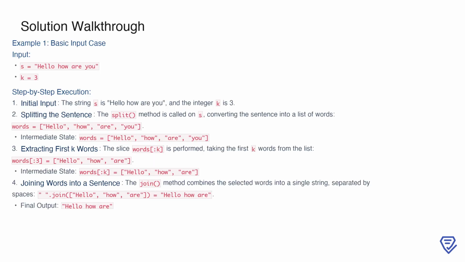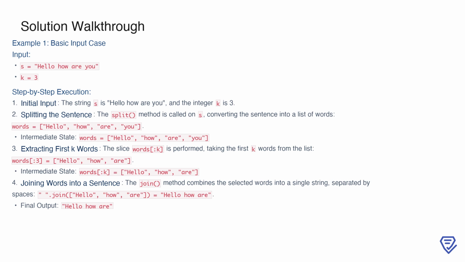In this example, we are given the string s as "hello how are you" and an integer k with a value of 3. To begin, the split method is applied to the string s, which breaks it down into a list of individual words. This results in the list [hello, how, are, you]. At this point, we have an intermediate state where the words are separated.